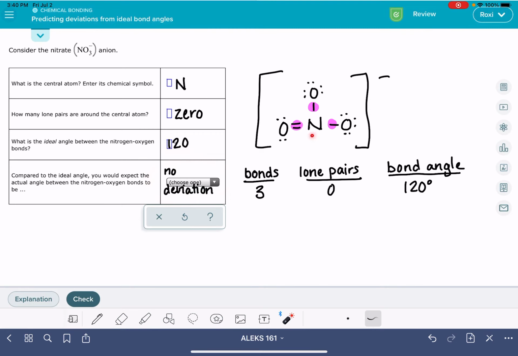If there was a lone pair on this central atom, then we would know that that lone pair would be causing this bond angle to become smaller. So we would look for a word here. Like if we have a lone pair, then we know that that makes the bond angle get smaller.